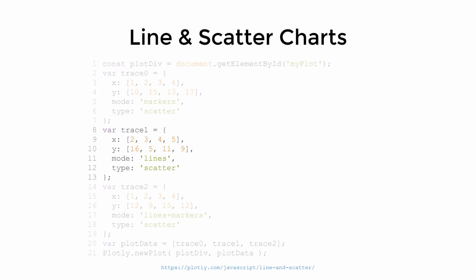In our second trace, we can see that the type remains the same. It's still a scatter plot, but the mode has changed. So now we are representing the line mode, which is not including our individual data markers, but rather just the lines between them. The third trace shows us a combination of both lines and markers, and this will be what we could see with the green trace in the previous graph.